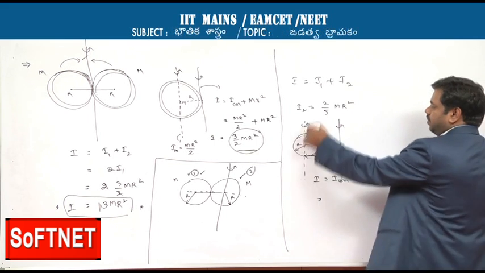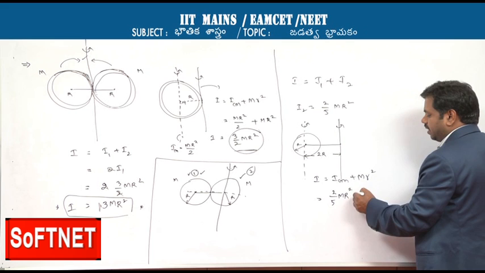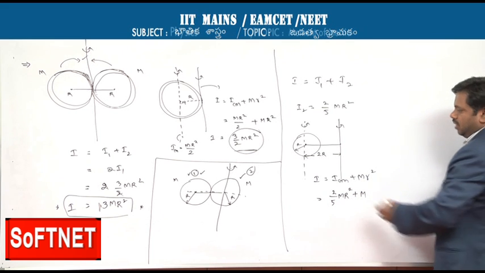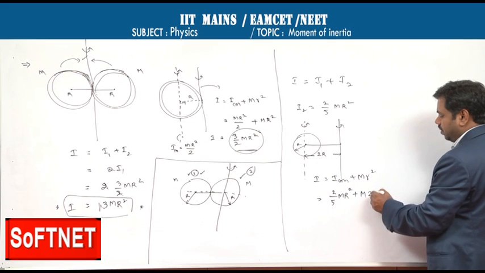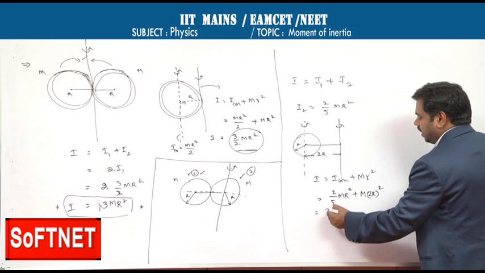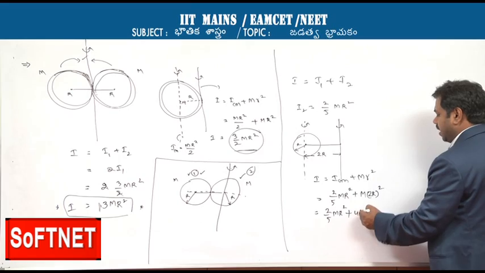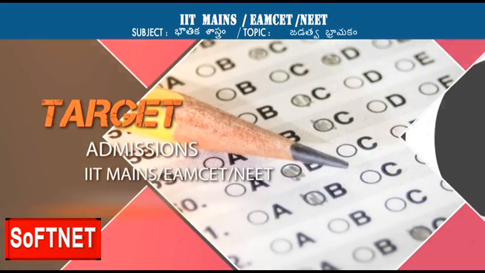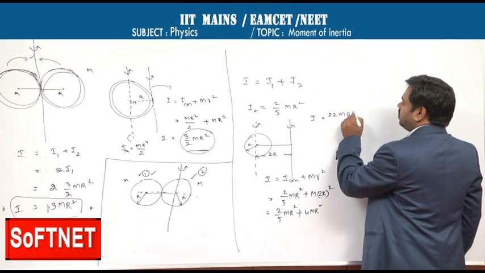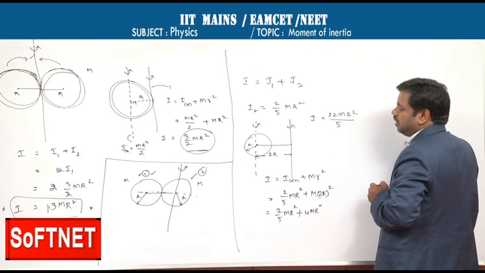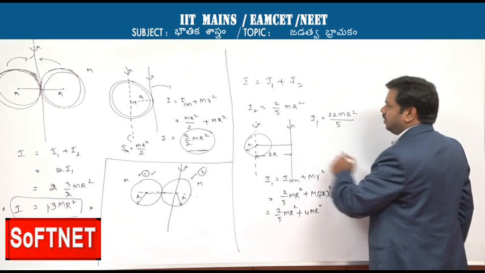ICM about its own axis, that is diameter, already we know, that is equal to 2 by 5 mr square plus capital M into the perpendicular distance between the two parallel axes, that already we know, 2r here, 2r whole square. So you will get 2 by 5 mr square plus 4 mr square. 5 4 is 20, that is 22 mr square by 5. This is the moment of inertia of the first sphere. Let me call this I1.